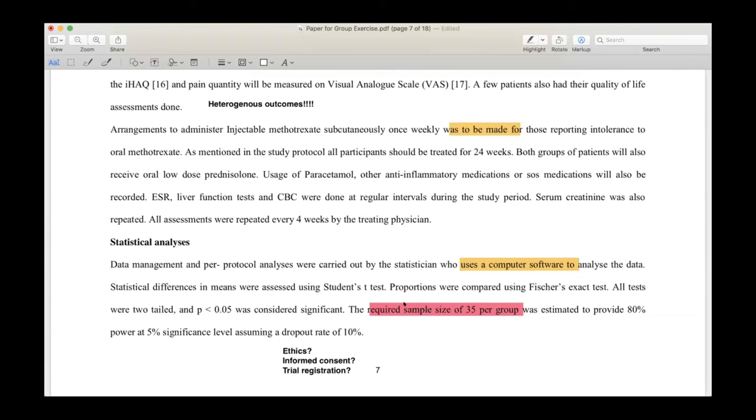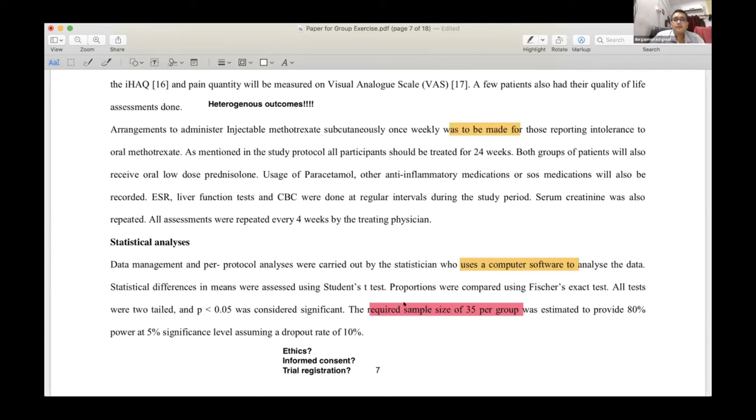I have a question. Yes, please. In the statistical analysis, it is written that data management and per protocol analysis were carried out by the statistician. Why did they separately mention per protocol analysis? Because then they come to missing data or intention to treat analysis, but those are not mentioned anywhere.